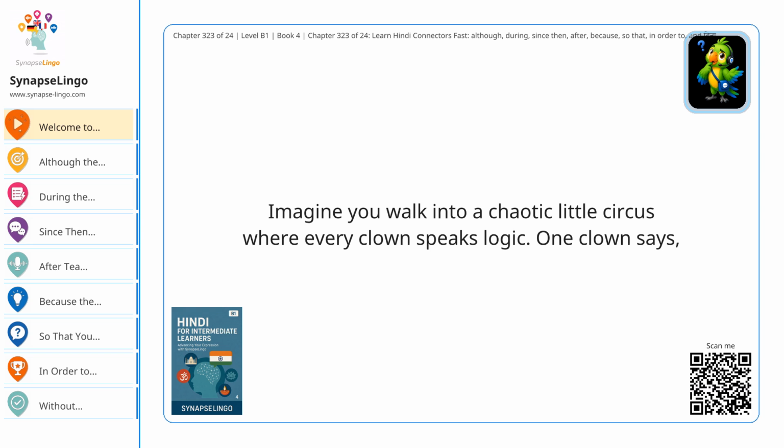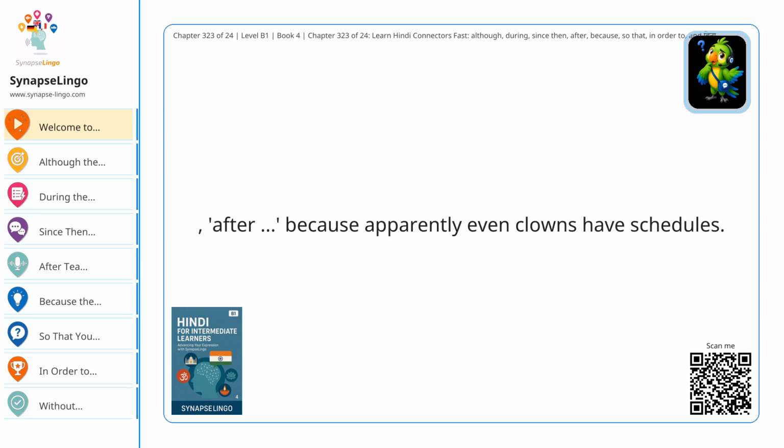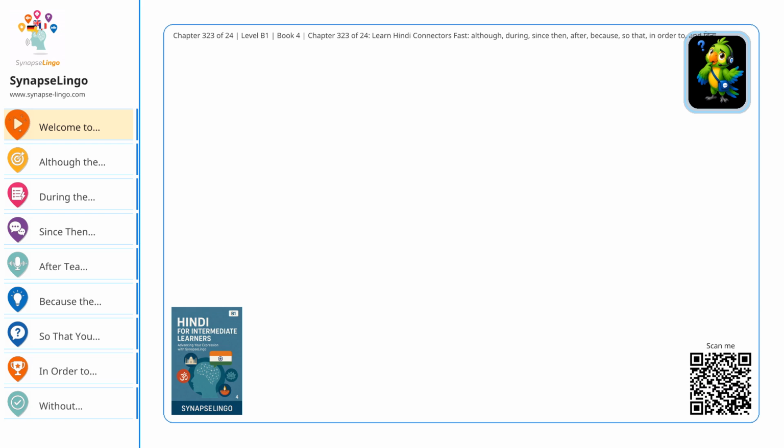One clown says, Halanki, meaning although. Another waves a clock and shouts, Ke dauran, meaning during. A serious clown points to the past and says, Tab se, meaning since then. Then a clown runs past you yelling, Ke baad, after, because apparently even clowns have schedules.